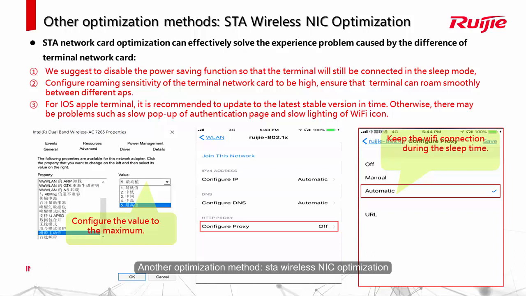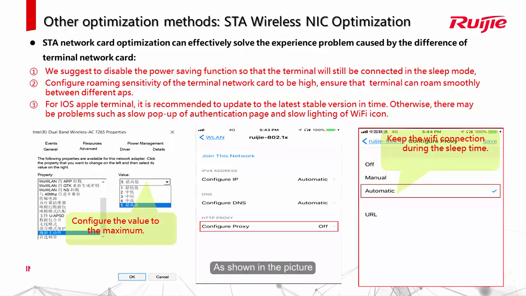Another optimization method: STA wireless NIC optimization. By optimizing the STA network card, we can efficiently solve the experience problems which are caused by the difference of terminal network cards. Disable the power saving function so that the terminal will not lose connection when it is in the sleep mode. Increase the roam sensitivity of the terminal network card. Ensure the terminal can roam smoothly. For iOS terminals, we suggest to upgrade them to the latest version. Otherwise, there will be many unexpected problems.